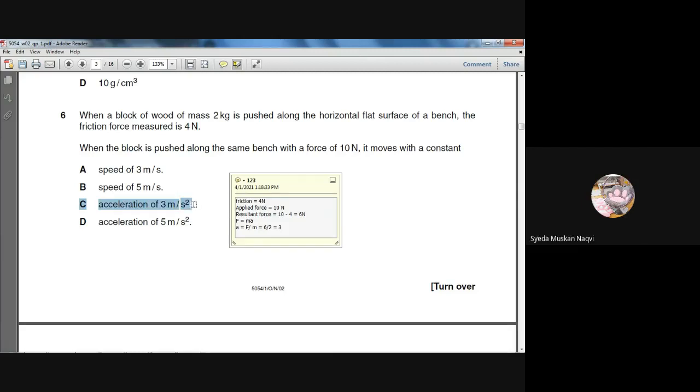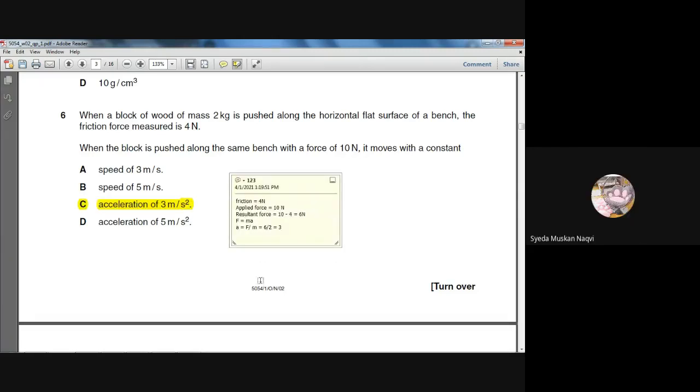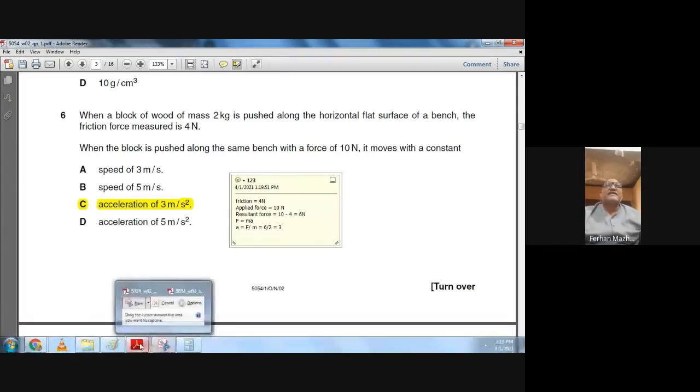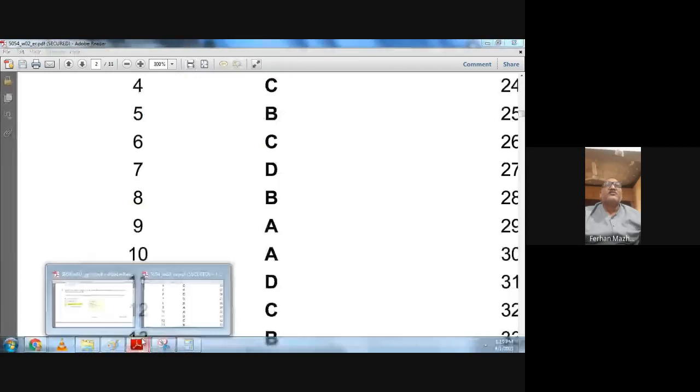Yes, three. C is the answer. Do you understand it? Yes, sir. Okay. So let's check the marking scheme. Question number 6, C is the right choice. Our choice is also C.